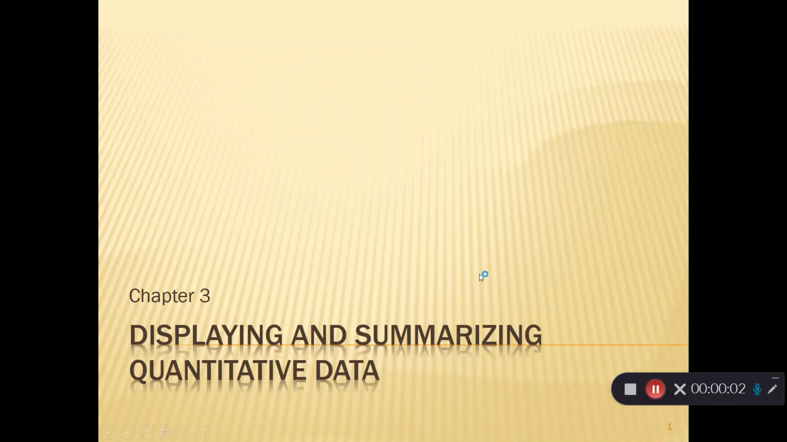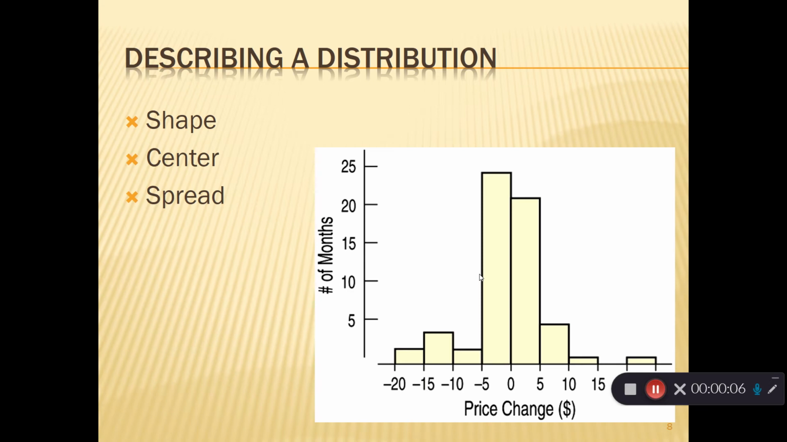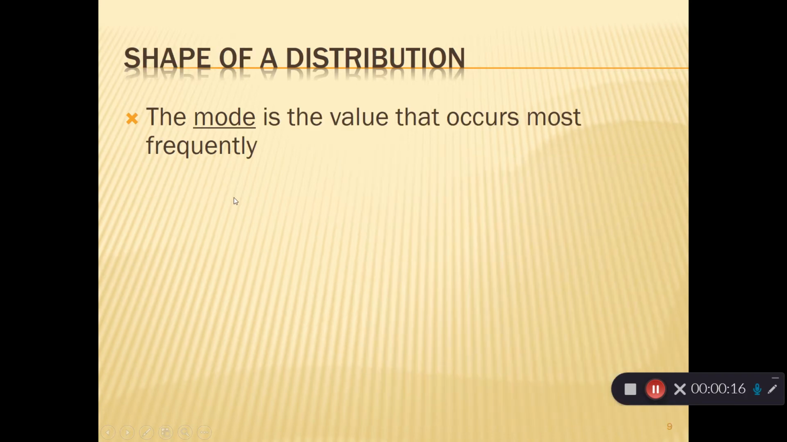Now we want to talk about key features of a distribution. So we describe a distribution with three things: the shape, the center, and the spread. So let's talk about measures for each of those. When we're talking about the shape of a distribution, we usually talk about how many peaks it has. The peaks are where a lot of the data is concentrated.